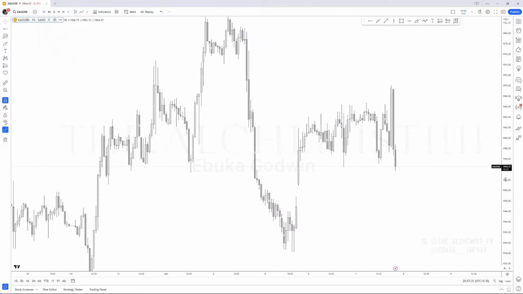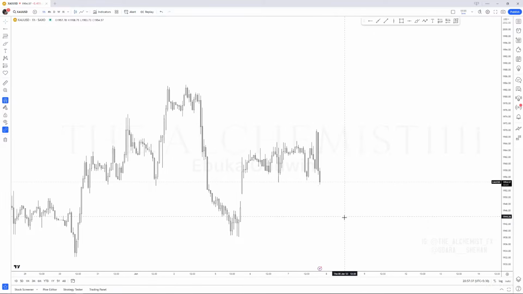So I told you the main thing will be the trend line. Okay, the main, not the trend line, sorry, key level. That will be the main thing.